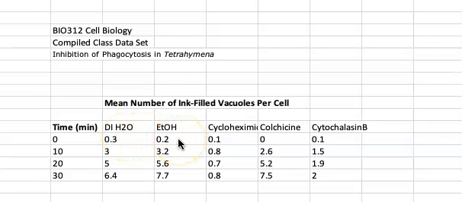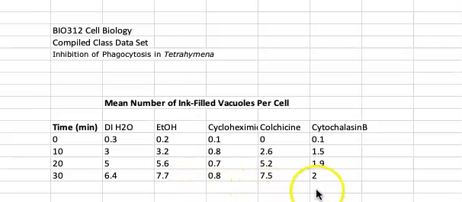0.2 in the other control group, the ethanol control group. Not much better in any of the treatment groups, right? 0.1, 0, 0.1. Now, if you start to go down from there, you can see for the control group, the number of phagosomes that were brought in to the Tetrahymena cells steadily increased over the 30-minute period. And compare that to the ethanol, same thing, a steady increase in the mean number of phagosomes over the 30-minute period.